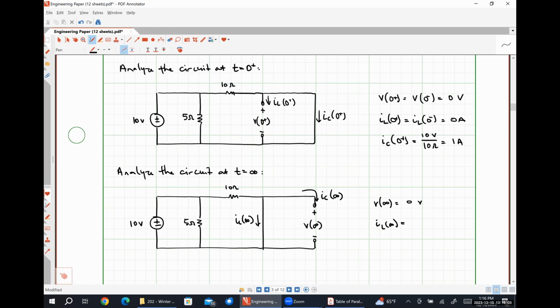What value will my inductor current have? 1 amp. 10 volts over 10 ohms is equal to 1 amp. Absolutely. And lastly, what value must my capacitor current have? 0, because it's the current flowing through an open circuit. Absolutely. All right. So we've analyzed our circuit at t equals 0 minus, t equals 0 plus, and t equals infinity.